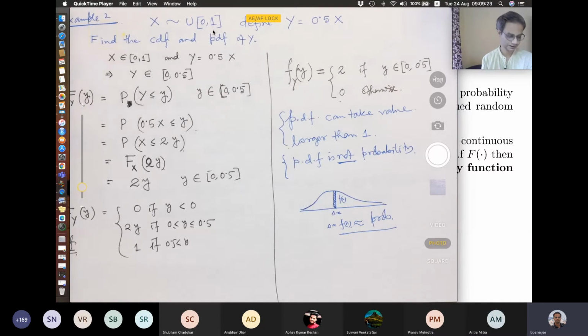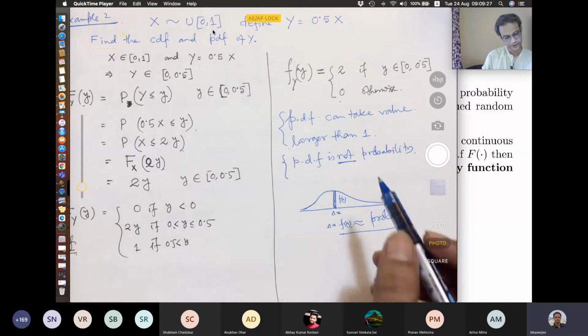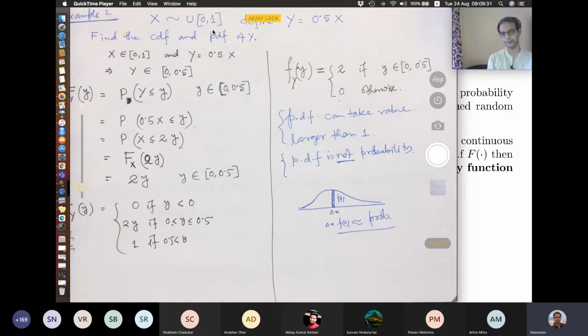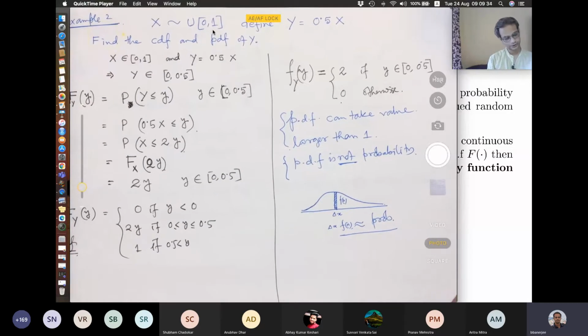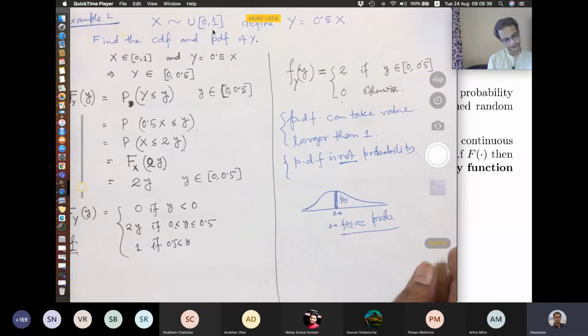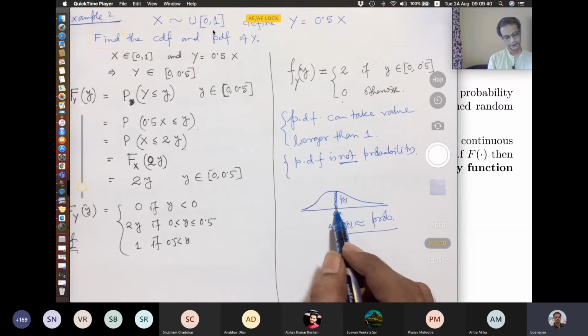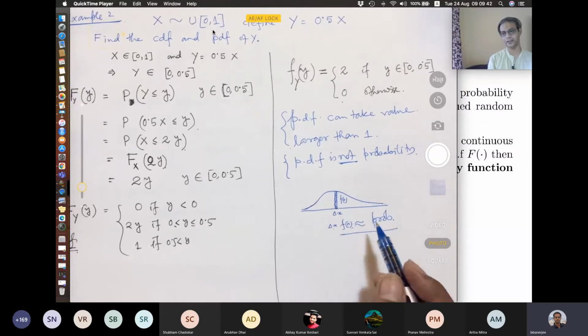So another thing, just let me tell you that. Here, to get probability from PDF, what you do is multiply f(x) with this small delta x and then take the sum and the limit, which is integration.